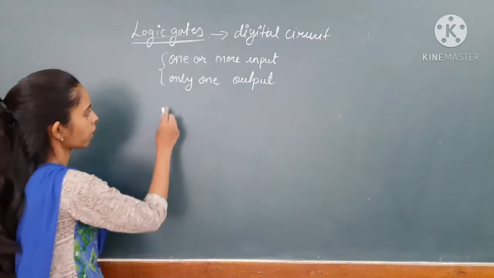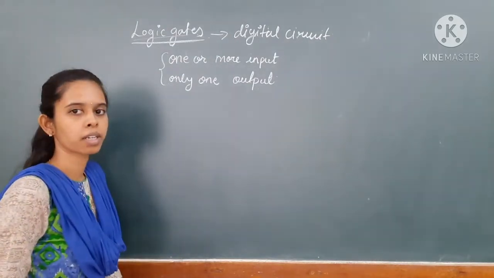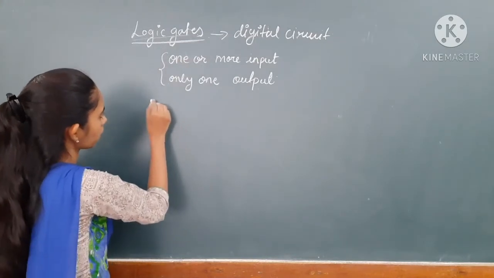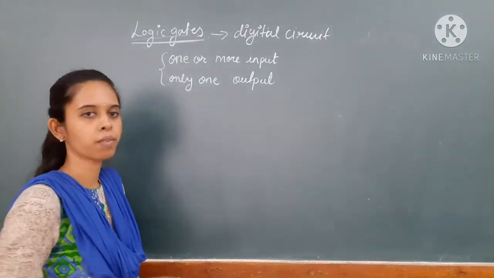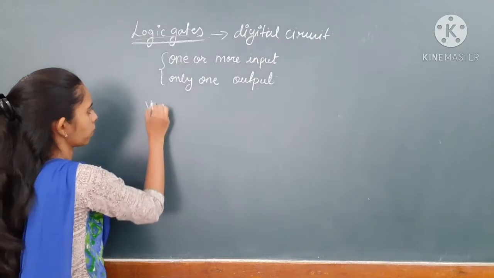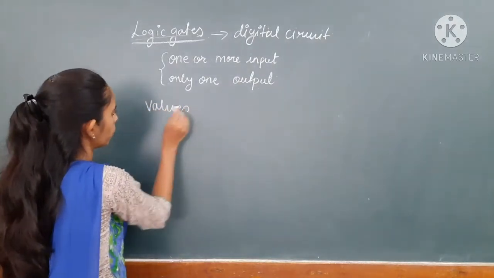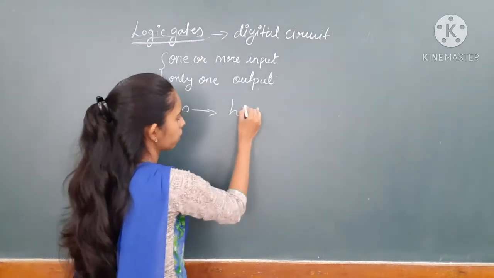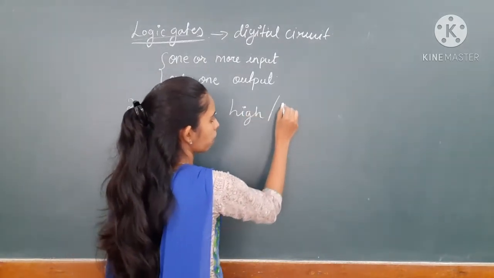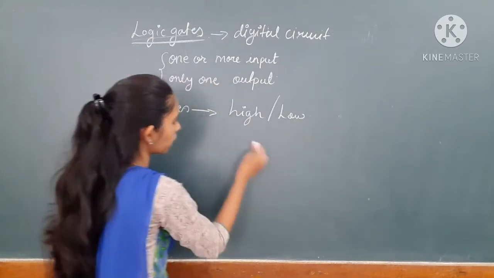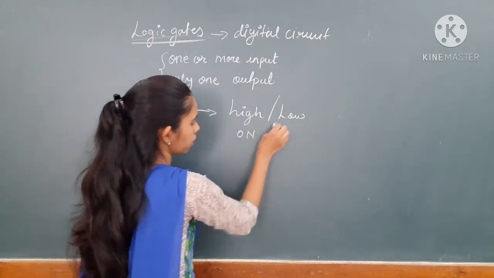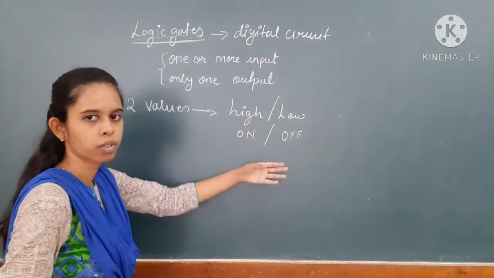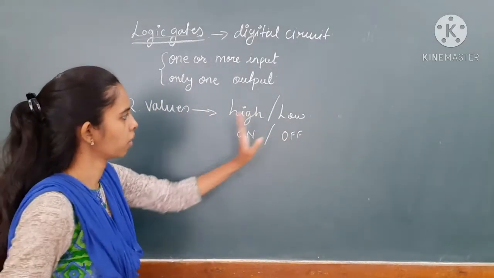Now, it is always represented in binary language. Okay, now what is the value of a logic gate? The logic gate has only two values. It may be high or it may be low. In other words, we can say that it is on or it is off. So there are many names for this. Let us say high and low.